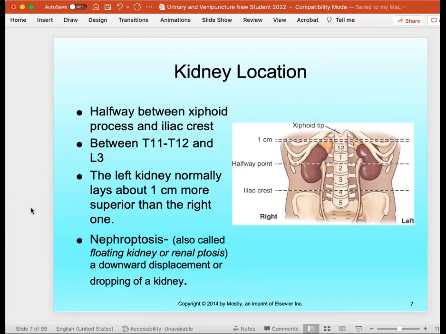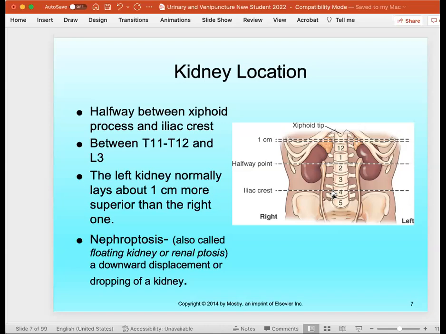Kidney location: you will see questions on kidney location on your quizzes and assignments. The kidneys are located halfway between the xiphoid process, which is up here, and the iliac crest, somewhere between those two anatomical landmarks. So between T11, T12, and L3 specifically. The iliac crest is located at L4, L5, but kidneys will be between T11 and L3.